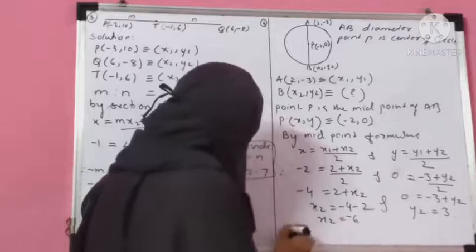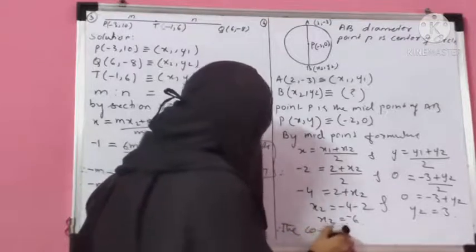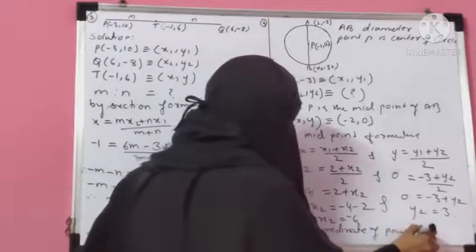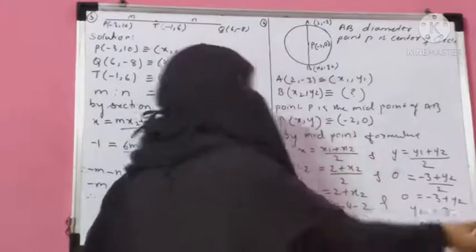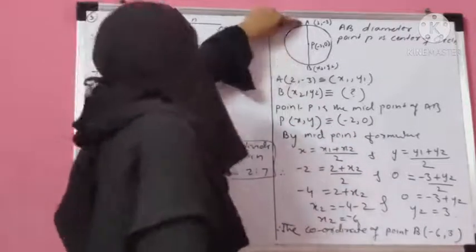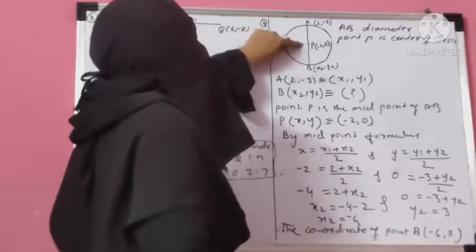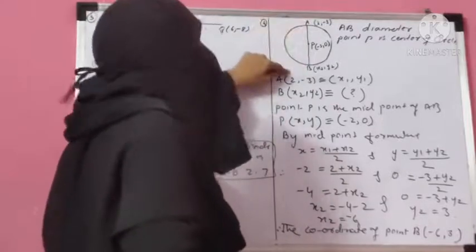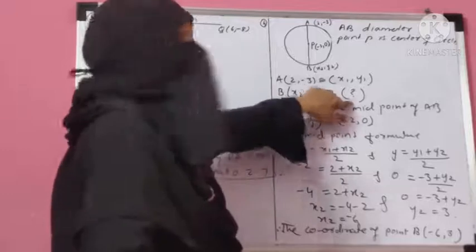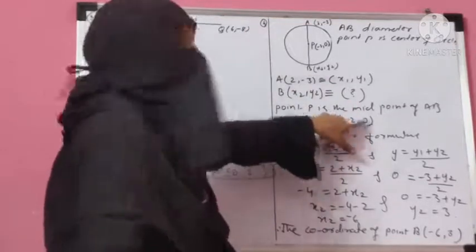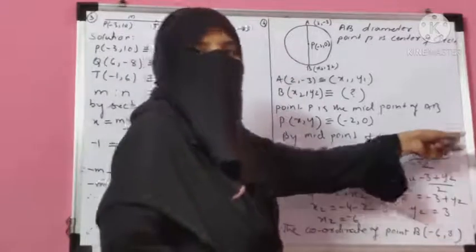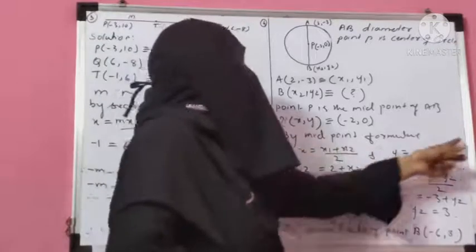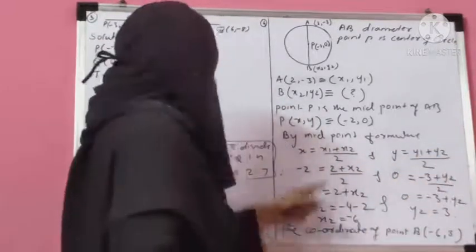Therefore the coordinate of point B is (-6, 3). Here in this question, AB is the diameter, P is the center of the circle, so therefore P is the midpoint. So the coordinate of A is x1, y1 and the coordinate of B is x2, y2 and the coordinate of the midpoint is x and y. As it is the midpoint, apply the midpoint formula. By the midpoint formula, the x coordinate is (x1 + x2) divided by 2 and the y coordinate is (y1 + y2) divided by 2. Now substitute the values.